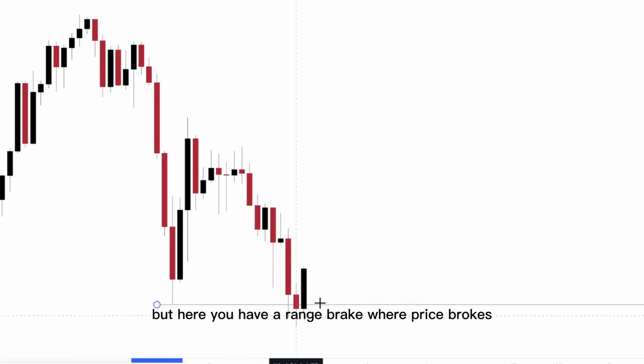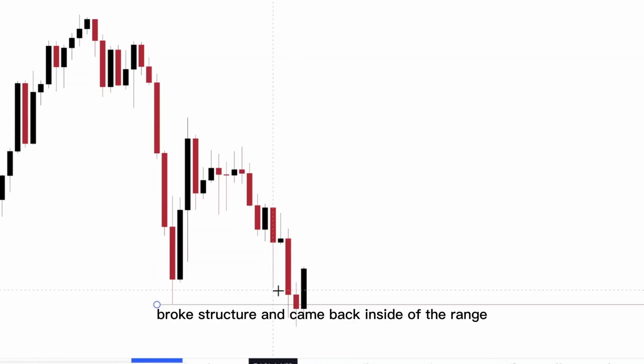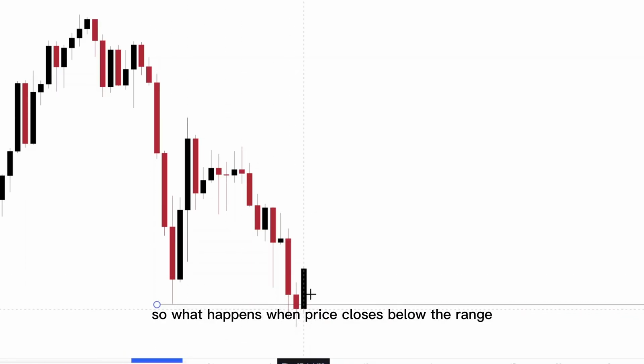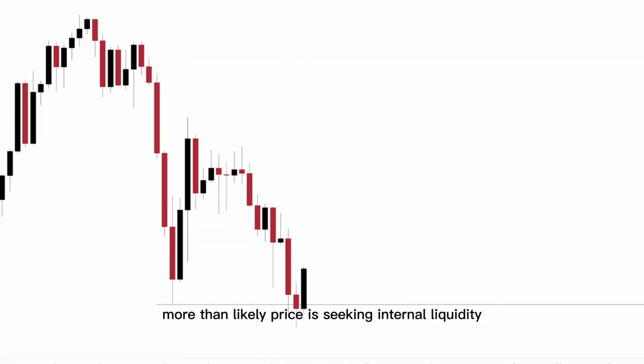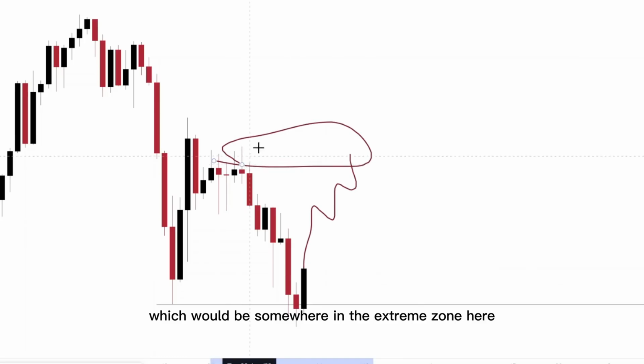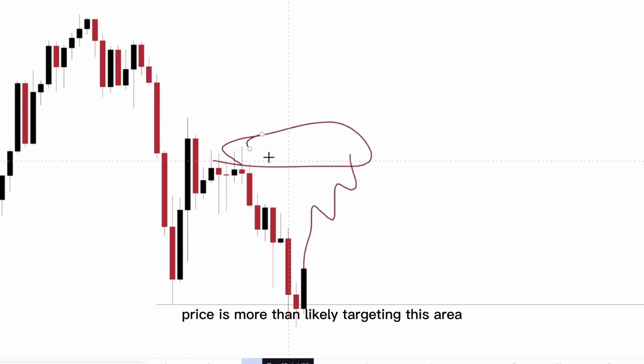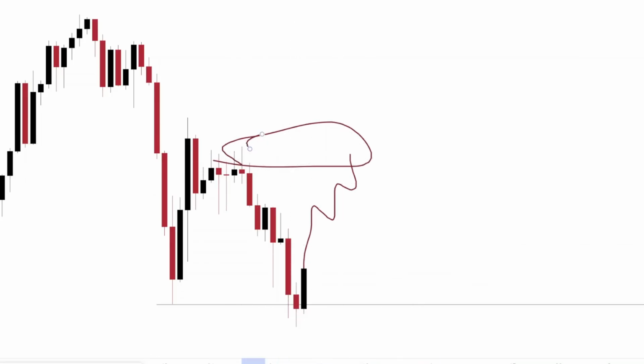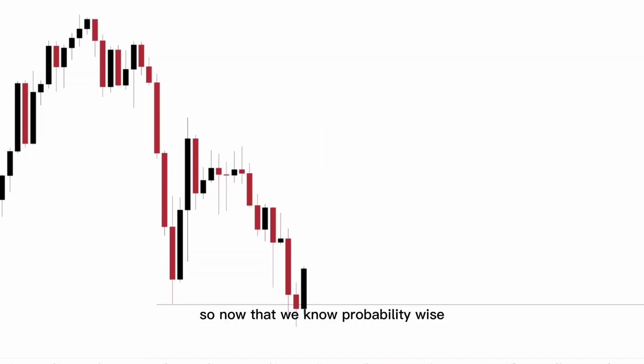But here you have a range break where price broke the range, broke structure, and came back inside of the range. So what happens when price closes below the range and comes back inside of the range? More than likely, price is seeking internal liquidity, which would be somewhere in the extreme zone here. Where you see these rejections, price is more than likely targeting this area. So now that we know probability-wise the next candle should be bullish, what do we do?